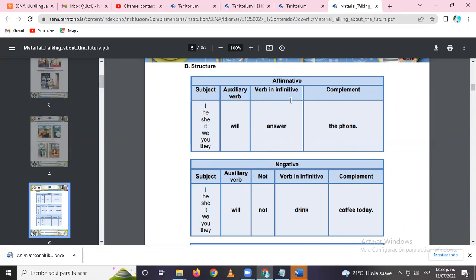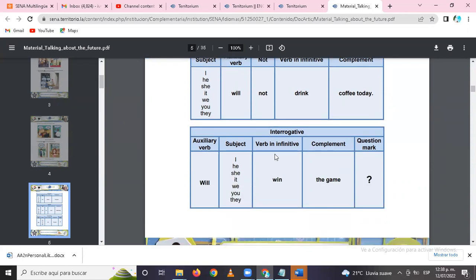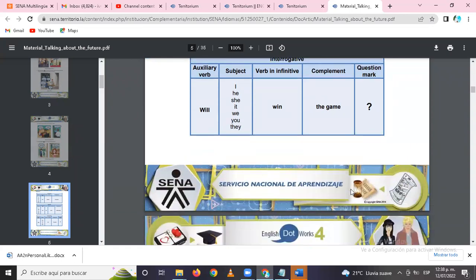So remember the structure, very simple: the subject, will for all of them, because it's also a modal verb. Then you have the auxiliary verb, the main verb. I will answer the phone. And as will is an auxiliary, you can put not directly, and you can also ask with will. Will I? Will you win the game? Will they win the game?